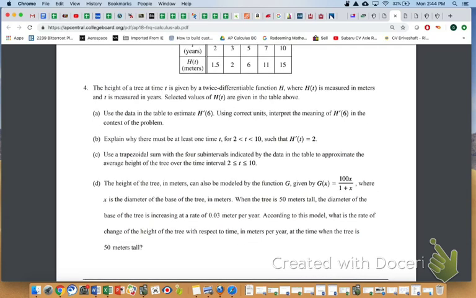There we go. Okay, so that table is T years and H of T meters. So it says the height of a tree at time T is given by a twice differentiable function H. H is measured in meters, T is measured in years. Selected values of H of T are given in the table above. And then it asks 4 questions.